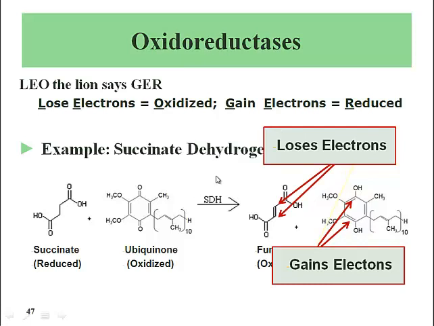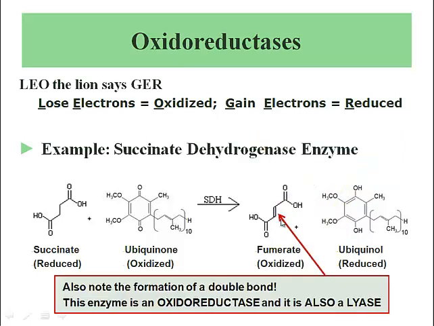And the enzyme that mediates this is the succinate dehydrogenase. And this enzyme is an oxidoreductase enzyme because it's taking the electrons from this molecule and donating them to this molecule over here. So it's mediating a reduction-oxidation reaction. So this also forms the double bond structure both in this molecule and in this molecule here. So this enzyme is an oxidoreductase, and it's also a lyase.